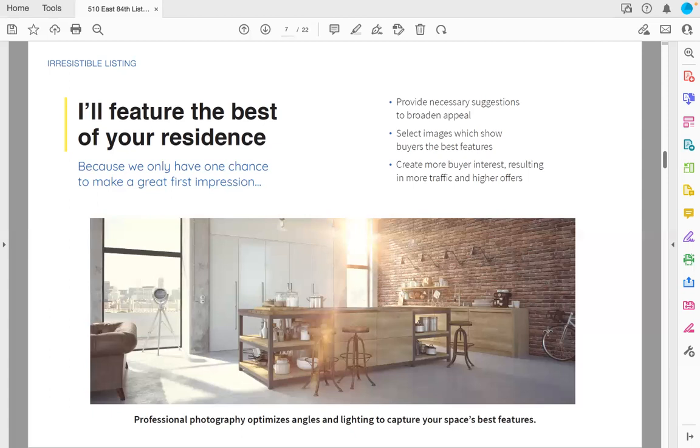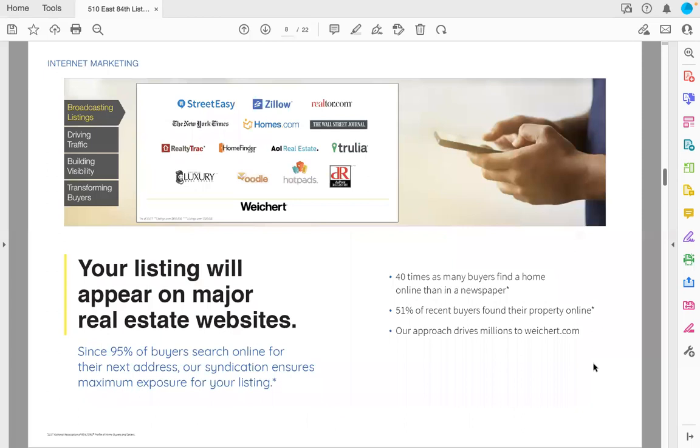Because again, 95% of people start online, and people will discount listings just because of the photos and not ever come to see them. So we want to make sure that we're featuring the best of the property. Again, both bedrooms, your amazing bathrooms that you have, as well as that view. I think that's one of the most amazing things.